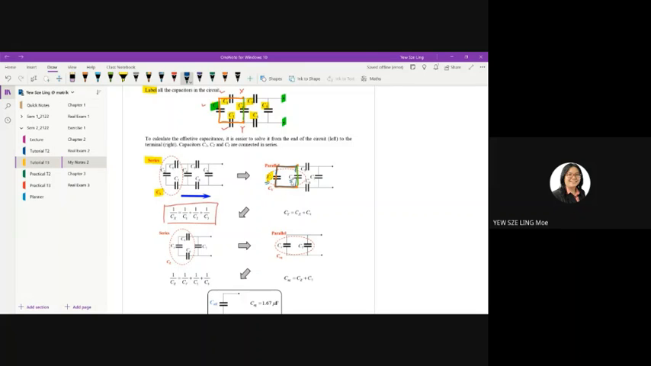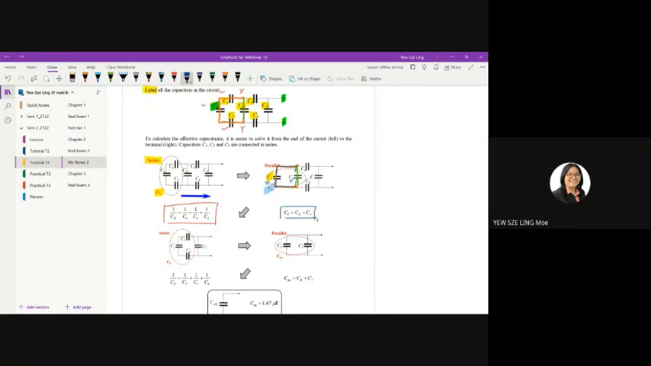So in this case, I know both of them are connected in parallel. Now I want to simplify it, so I need to give it another new name. In my example, I call it CY. I calculate CY by using the parallel equation, so CY is equal to CX plus C4.